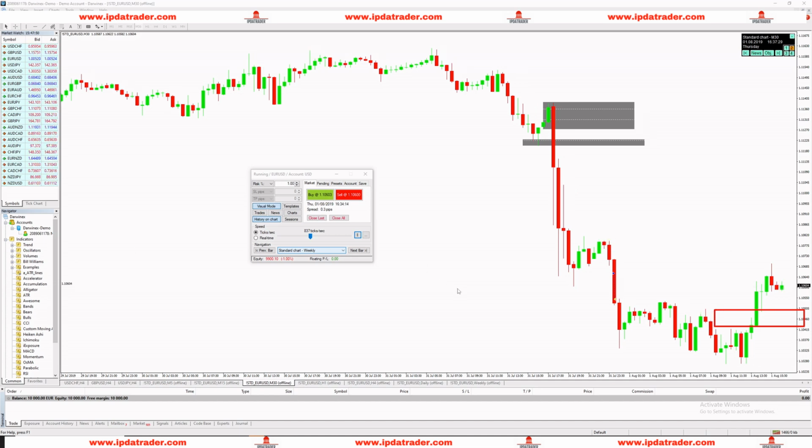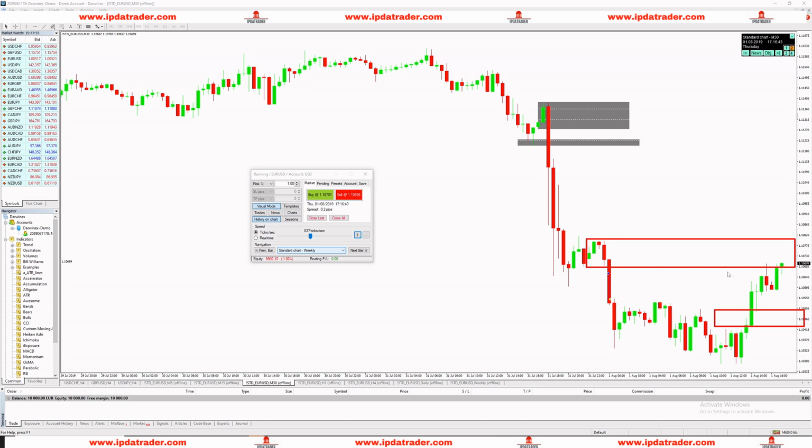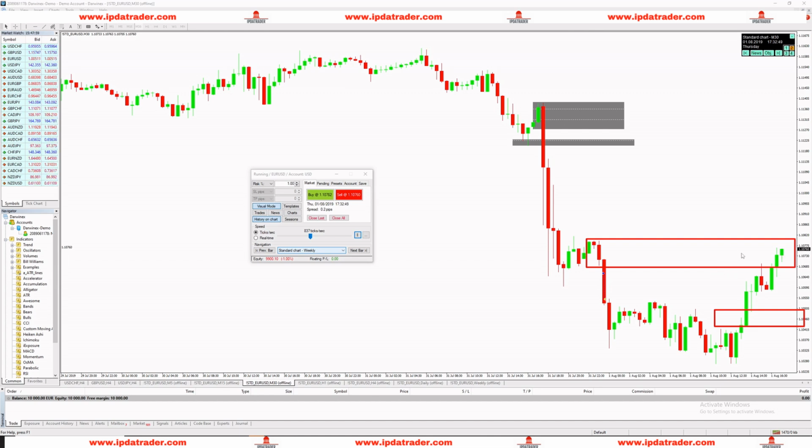Let me actually draw this properly for you guys. This is a trouble area where price could be struggling to move, but we know that based on the higher time frame, we should push through that. So you can see we're moving very, very bullish as we've anticipated.